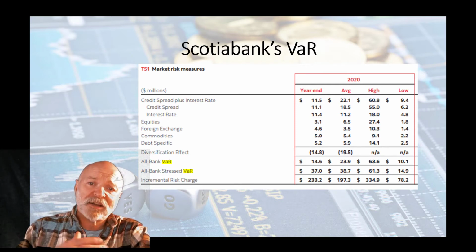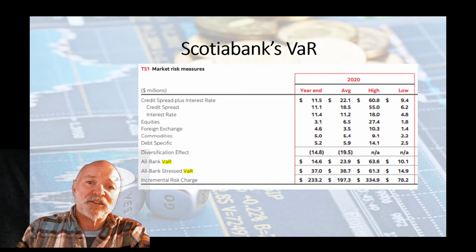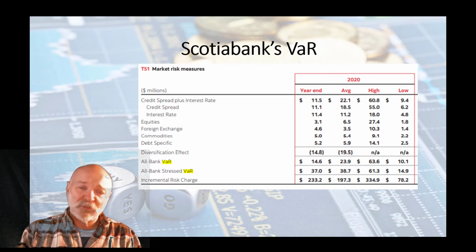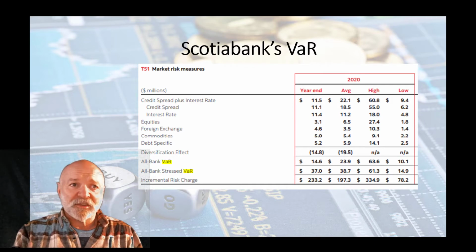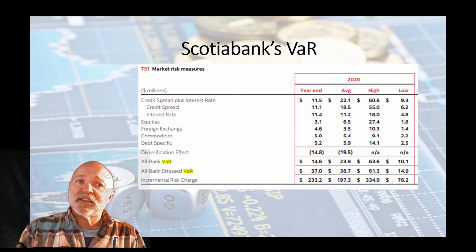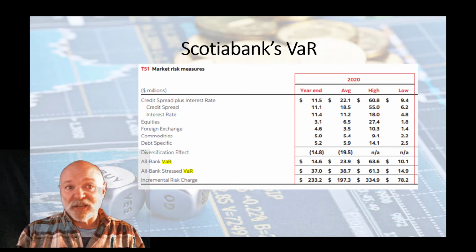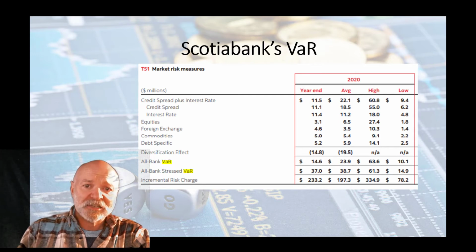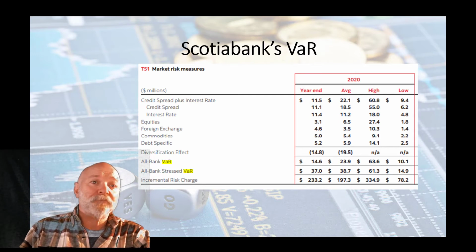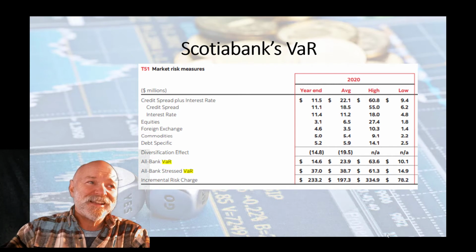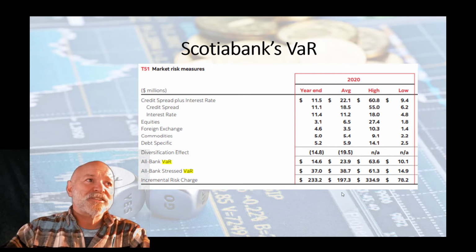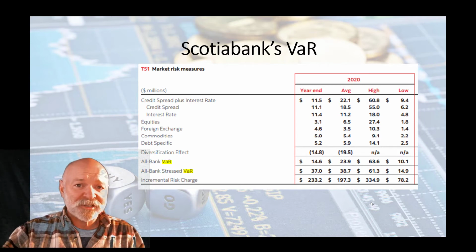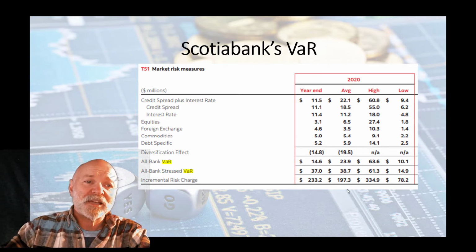These are things that they've added up, and they take away the diversification because some of the interplay of those types of assets is self-immunizing, so they've removed that from the total amount. And that says that the all-bank value at risk at the year end, for example, in 2020, was $14.6 billion. And that the all-bank stressed value at risk, well, according to a particular stress test in a very particular scenario, could be as high as $37 billion.